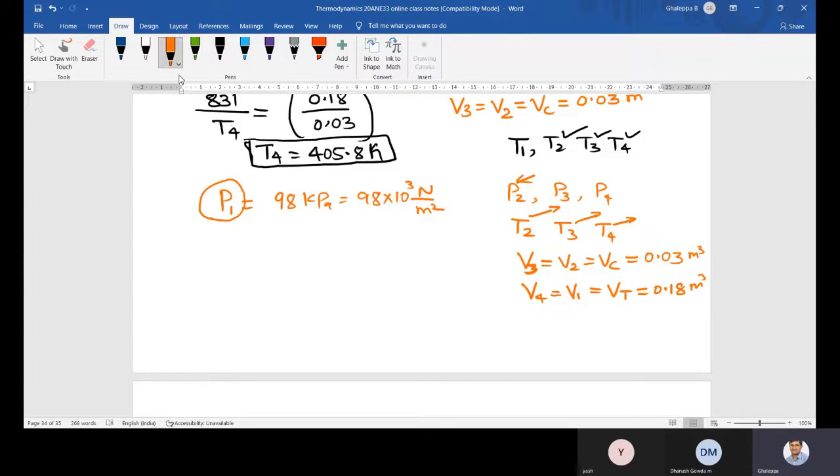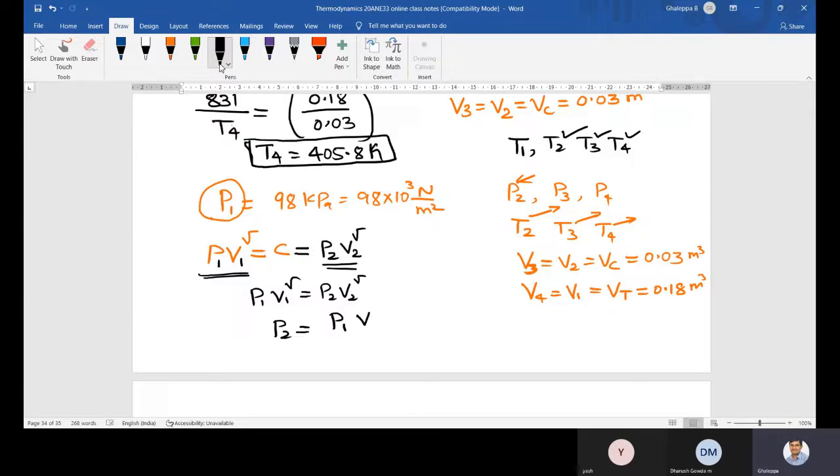Dear students, you remember the adiabatic equation: PV to the power of gamma is equal to constant. You apply this equation at point 1. How will you write? P1, V1 to the power of gamma is equal to constant. Same equation if you write at point 2, P2, V2 to the power of gamma. So using the first term and the second term, I can calculate the unknown. P1 is a known value. I don't know P2. So take on the left hand side P1, V1 by V2 to the power of gamma.